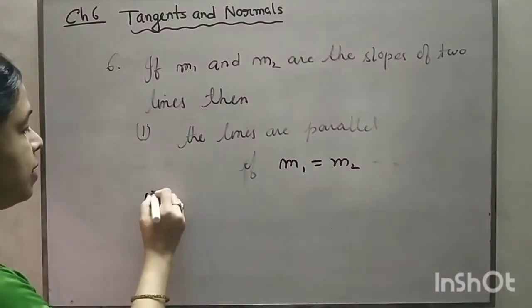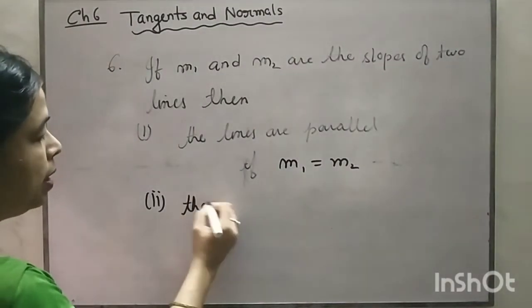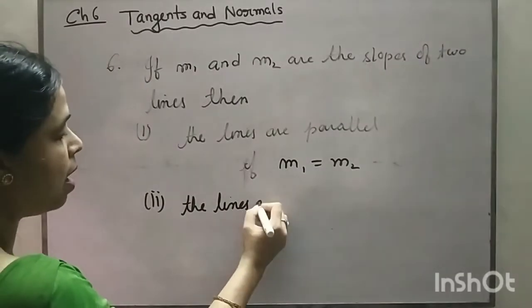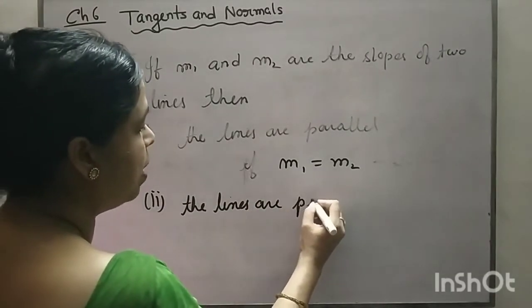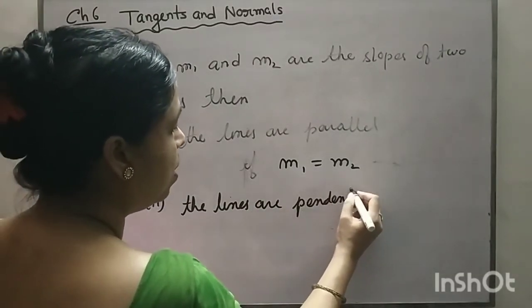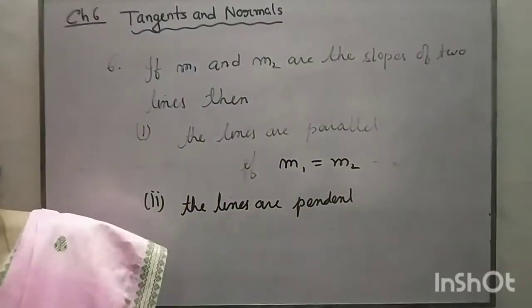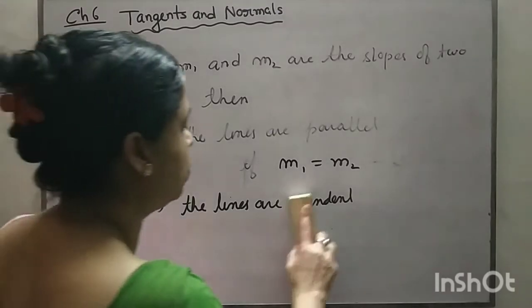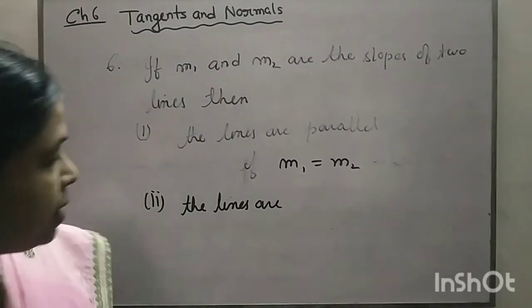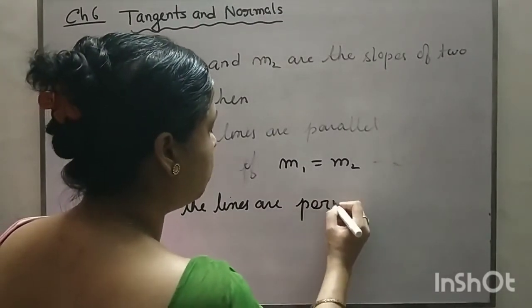And the lines are said to be perpendicular. That means when their slopes are known, the lines are said to be perpendicular.